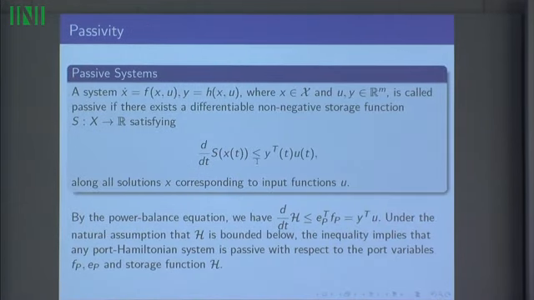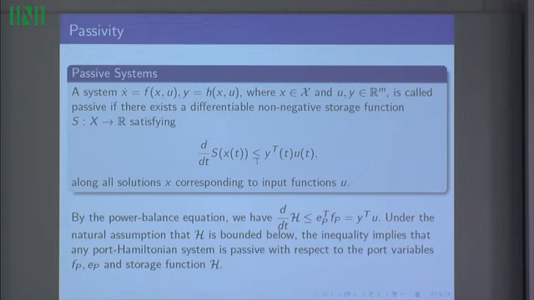So passivity, from a control point of view, this is the passivity definition we use, but I don't know if there are other passivities. So let's say we have this system and we have a differentiable non-negative storage function s from x to r. If it satisfies this passivity inequality for all solutions of x corresponding to input u, then we say that the system is passive.